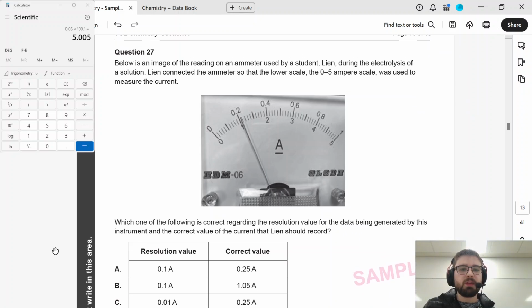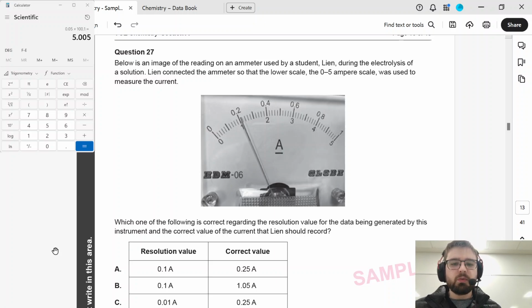Alright. The below is an image of the reading on an ammeter used by a student, Leanne, during the electrolysis of a solution. Leanne connected the ammeter so the low scale, the 0 to 5 ampere scale, was used to measure the current. Okay, this one's a really odd one, because I feel like a lot of students won't have used an analog ammeter or voltmeter necessarily. Like, we'll just use a multimeter. Another odd question. Which of the following is correct regarding the resolution value for the data being generated by this instrument and the correct value of the current that Leanne should record?